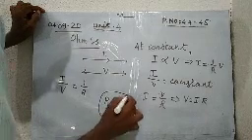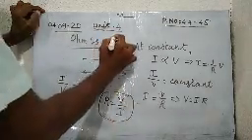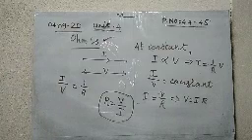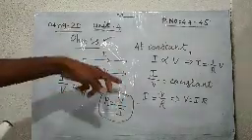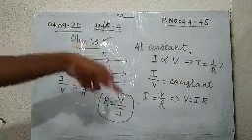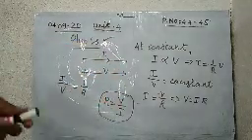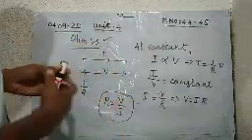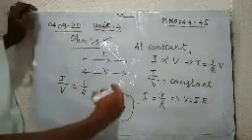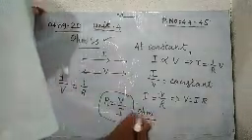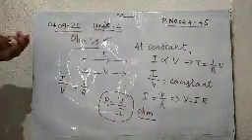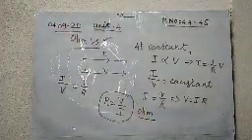Therefore, from Ohm's law, we are able to define the resistance of the conductor as the ratio of potential difference across the conductor to that of the steady current flowing through it. Then the unit of resistance is ohm, named after the scientist who gave Ohm's law.